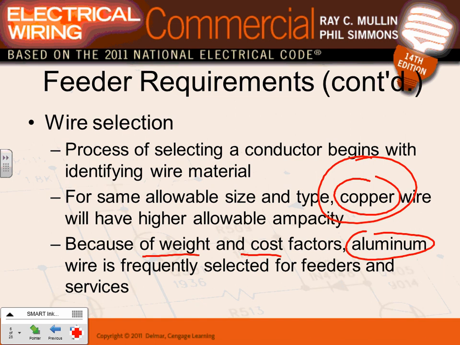So if you're an engineering firm, you push copper. If you're an electrical contractor, when you get the job, what do you do? Aluminum, the cheapest, unless they're paying for it. Okay, so that's the first point: which material am I going to be using? Cool.